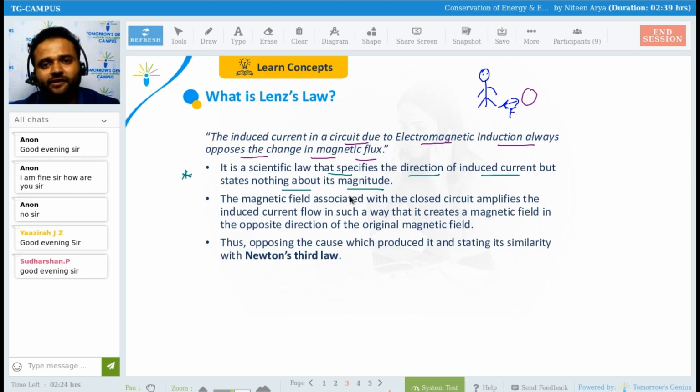EMF relation: E equals minus d phi by dt. E can be treated as a potential difference. So I, which is V by R, equals E by R, which is minus d phi by dt, or you can say 1 by R d phi by dt.